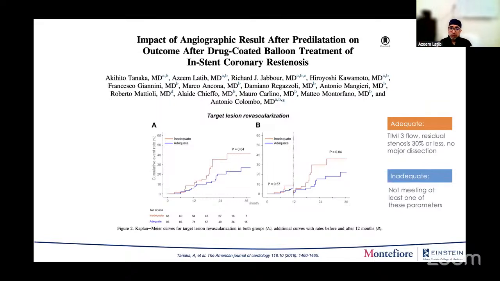When we did the landmark analysis on the right, there was not much difference in the first year, but after the first year, there was a huge difference, right? So again, I just wanted to highlight the importance of the angiographic result in getting good outcomes. It is so important. Now, there's another slide, maybe next slide.